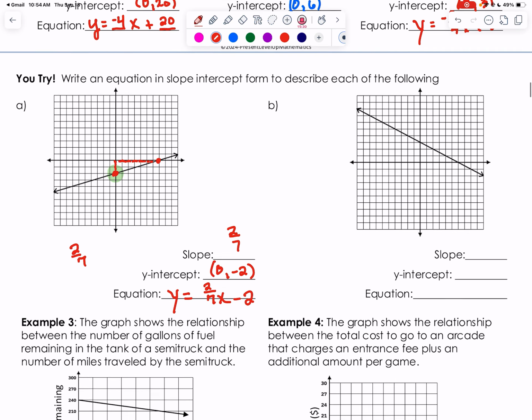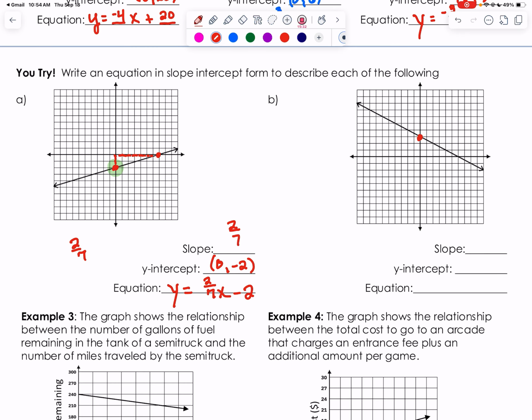All right, let's see how you did on problem B. I used the two friendly points here and here for my slope. Change in y was up 3. Change in x was left 6. And that reduced to -1/2 if I divide them both by 3. Now the y-intercept, where did it touch the y-axis? Right there. So 1, 2, 3. So 0, 3. And then I put that together as y equals -1/2 x plus 3.